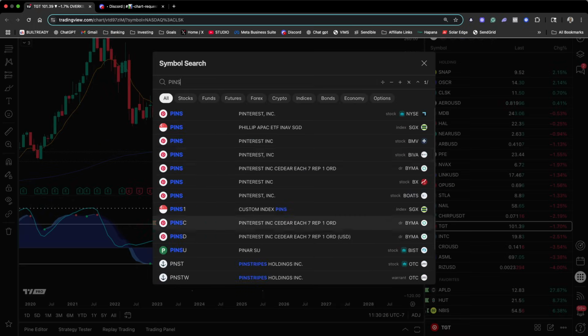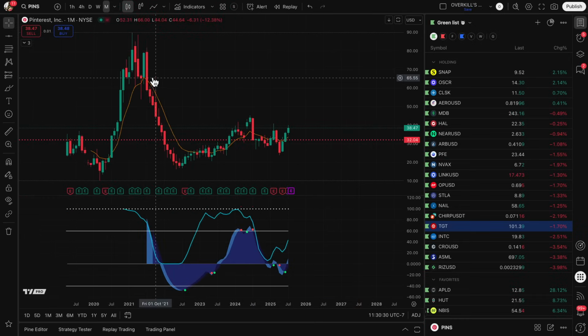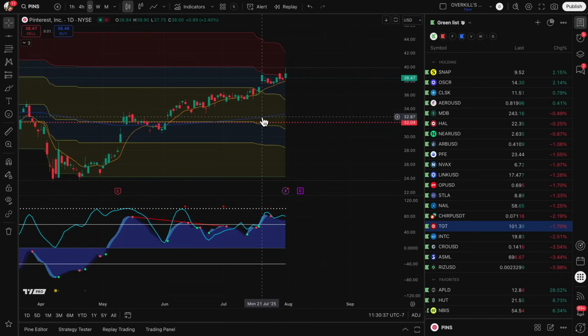Pinterest, Pins. Haven't seen that one in a while. See, I like Snapchat more than Pinterest. I don't know what the hype about Pinterest is, but again, women love it, so that's obviously a plus. But Snapchat is very highly used among the Gen Z generation. That's why I'm an investor in Snapchat.